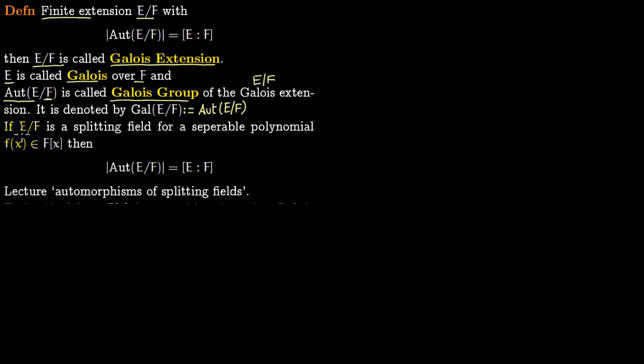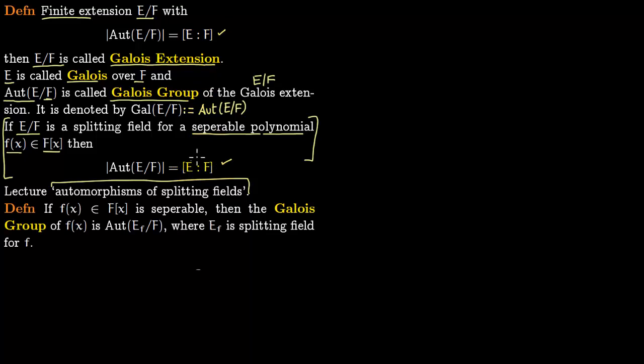Now if E over F is a splitting field for some separable polynomial, say f(x) lying in this field F, then the order of this group of automorphisms of E over F, the automorphisms of E which fix F, is equal to the degree of the extension of E over F. This particular result we proved in the lecture on automorphisms of splitting fields. So we want to use this to define the Galois group of a polynomial.